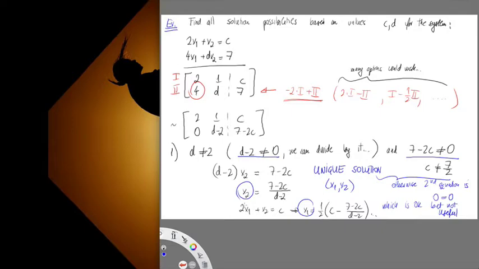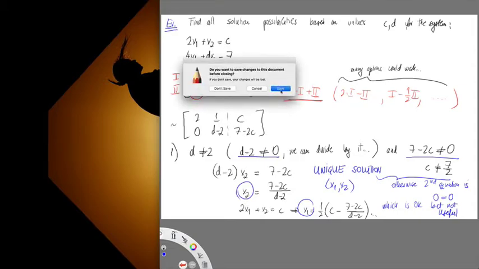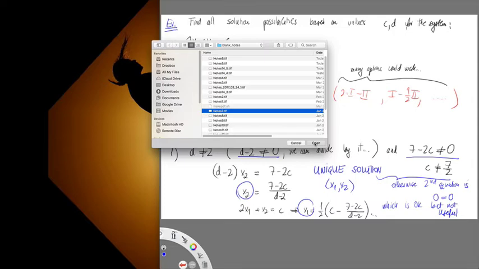Now let's discuss the weird cases. Let's go to this case. Did everybody write it down? I'm going to call it case 2, where D minus 2 is equal to 0, and 7 minus 2c is equal to 0. So I have a 0, 0, 0.